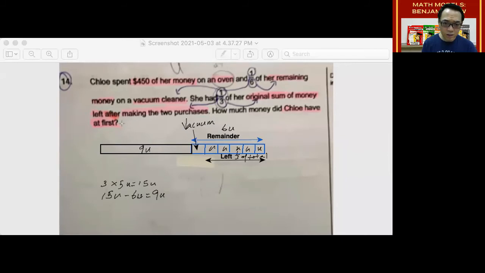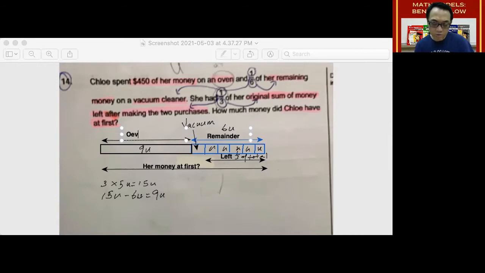And right now, what we have just done is we have found the entire model. And this model is her money at first, which is what they're asking you to find. So now that we know this is her money at first, my next question would be, what do I do with the $450 that you see over here? This is the oven. Where is the oven in the model? Your answer should be that the oven is here, because that's the only thing we have not drawn into the model, and there's nothing else that it can be. So this has to be the oven.